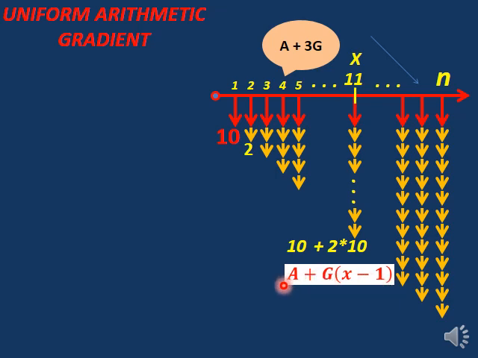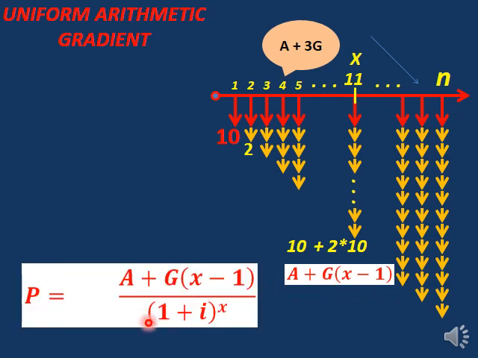Okay, as you may observe, this quantity is not difficult to recall. For arithmetic gradient, the cash flow is simply the arithmetic series formula. The first element is A, plus the common difference G times n minus 1. This is the equivalent of the arithmetic series formula. So to compute the present worth of this quantity, we divide it by (1 plus i) raised to x, because this is x years from year 0.